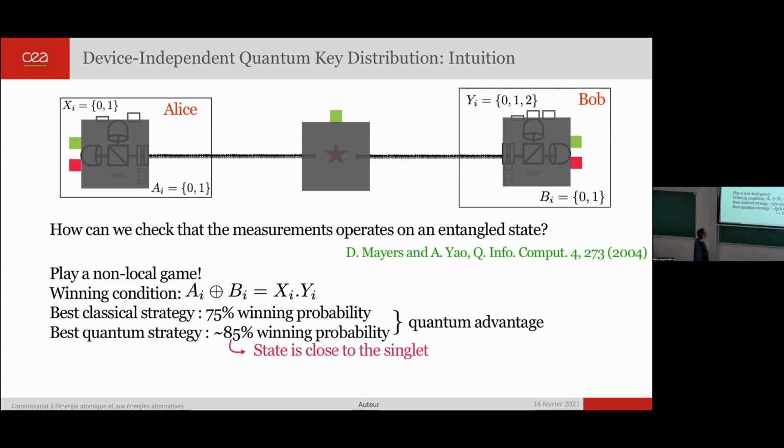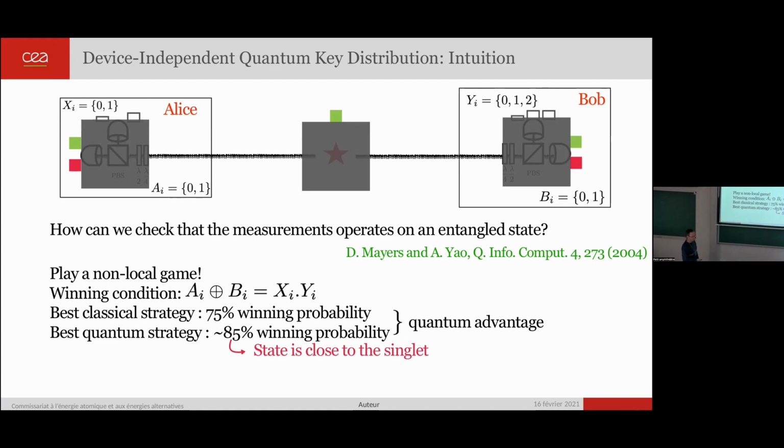Well, the way to do it is to basically play a non-local game, such as this CHSH game, because it has the property of distinguishing between classical and quantum strategies. In particular, this is a game that can be won up to 85% of the time with quantum theory. And it has the property that there's only one state that can bring you this winning probability, and it is the singlet state. So in this way, you can actually identify or certify the state that is being used. So things should work, right?